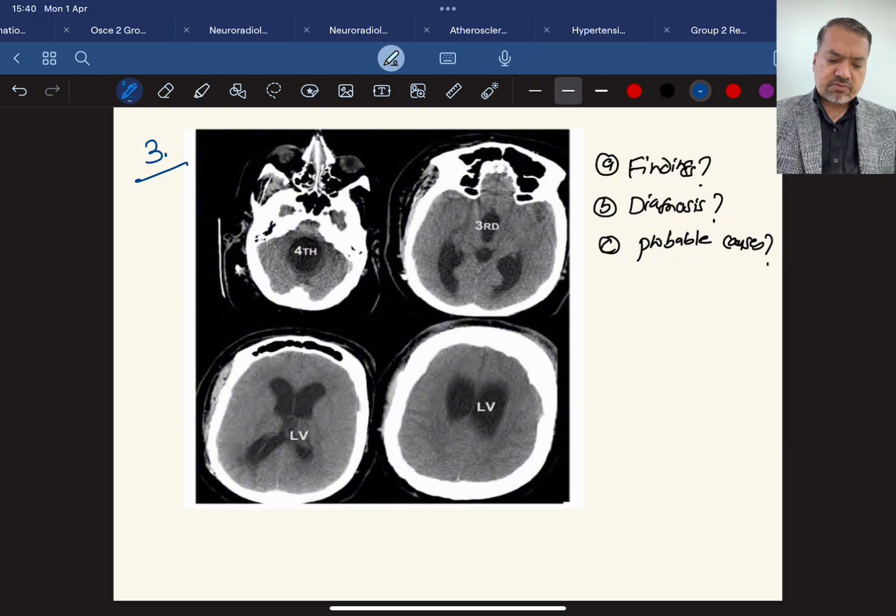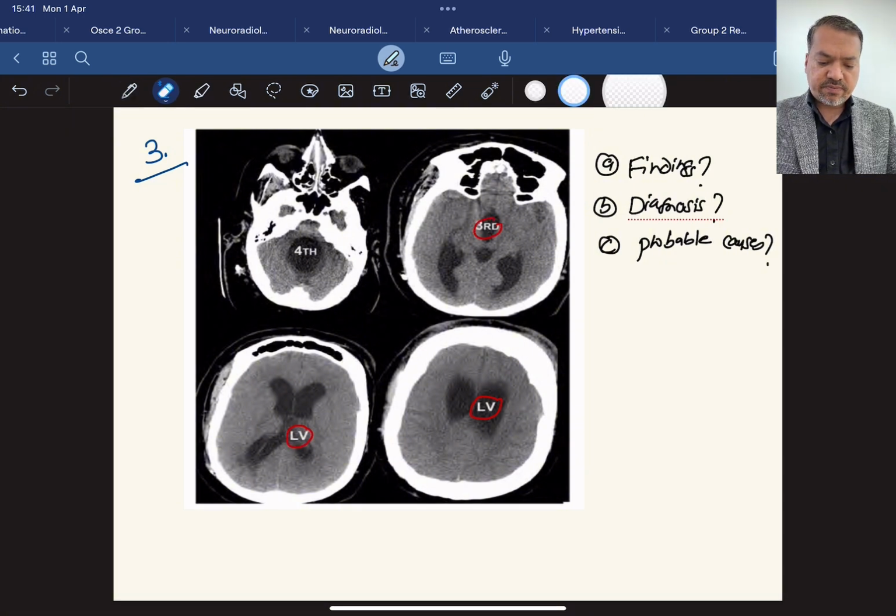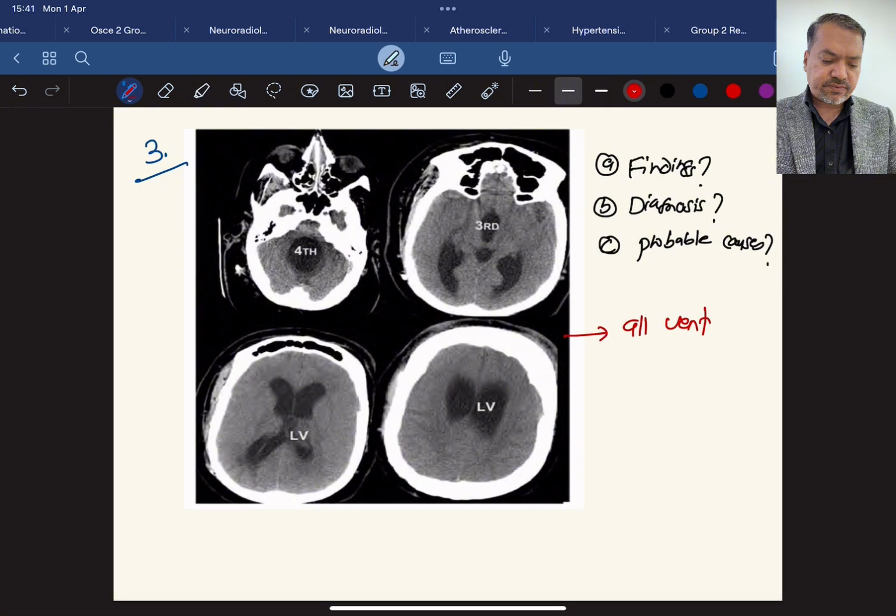Look at the CT scan very carefully and describe the findings here. The findings would be that all ventricles are dilated. This is the lateral ventricle, third ventricle and fourth ventricle, all are dilated here. That is the first thing. Second, what is the diagnosis? If all ventricles are dilated, most probably it is a case of communicating hydrocephalus.